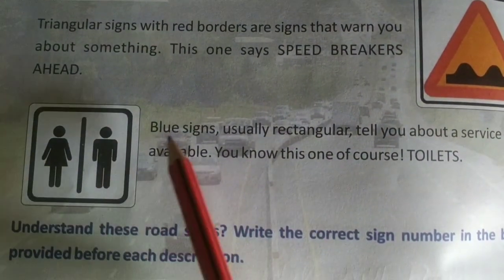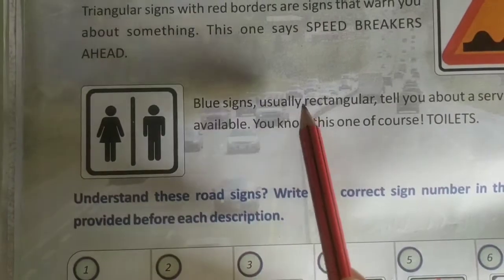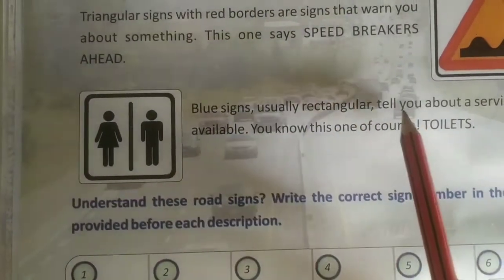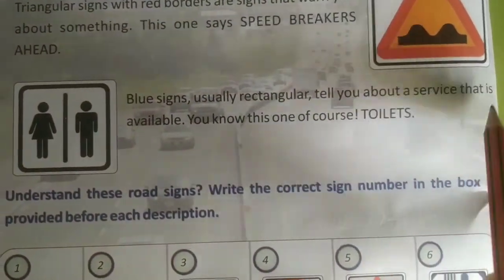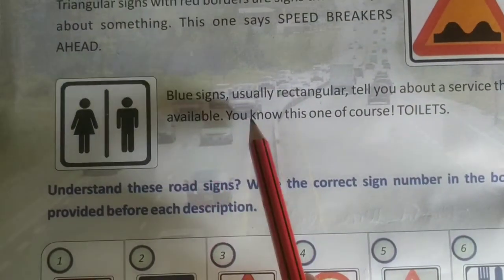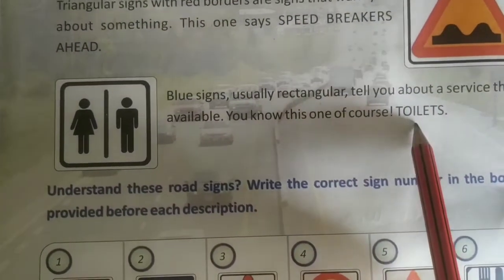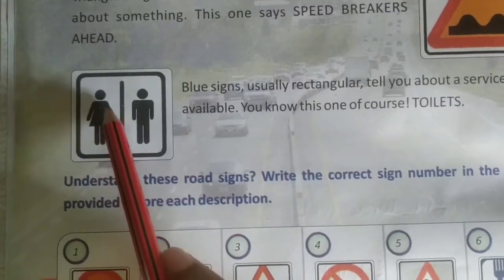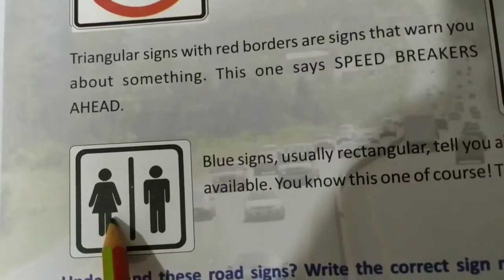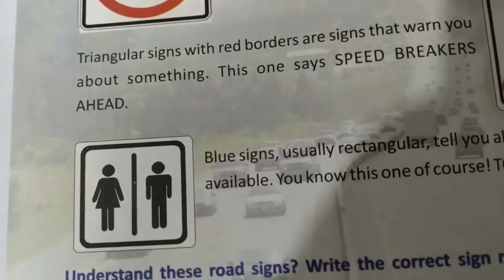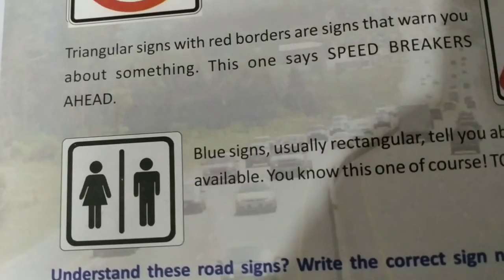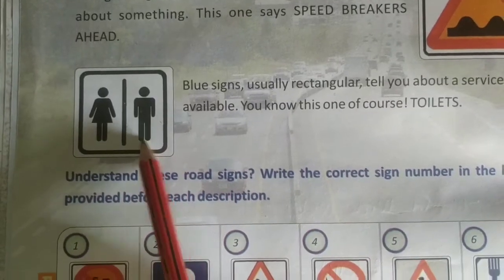Next one. Now, blue signs, usually rectangular, tell you about a service that is available. You know this one, of course, toilets, right? You will see one sign is what? Ladies' toilet and gents' toilet, right? So for female and for male.